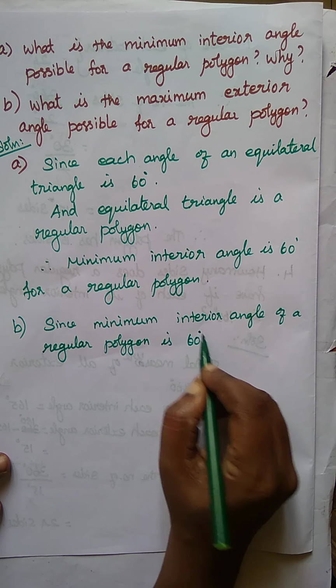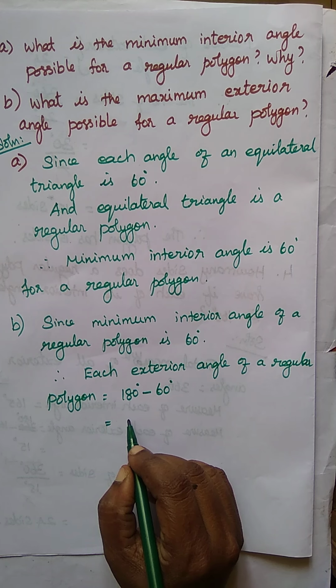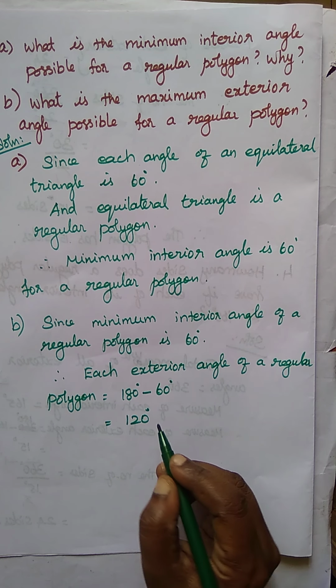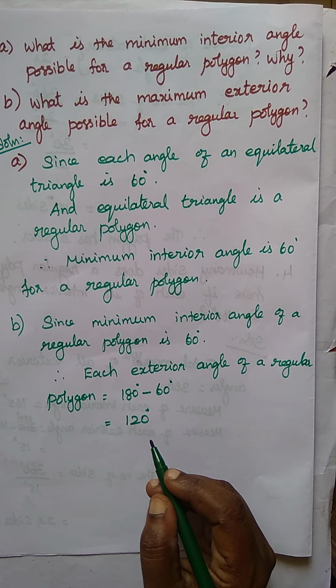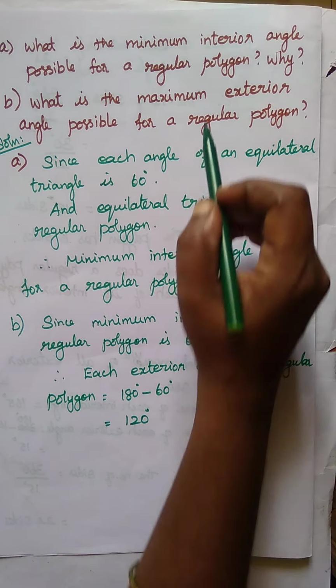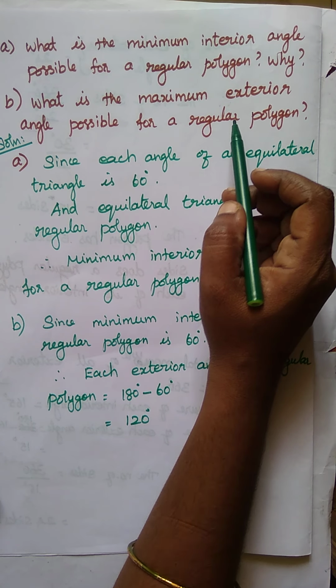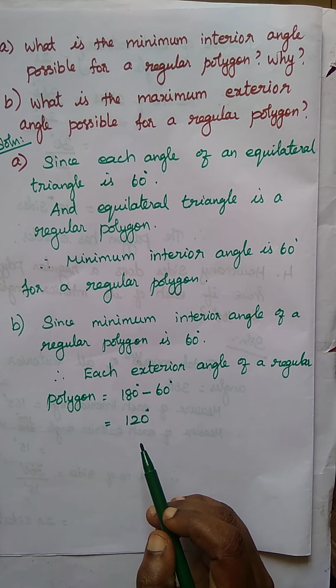Okay. Therefore, each exterior angle of a regular polygon. So what we have to do? We are going to subtract 60 degree from 180 degree. Okay, to find the exterior angle we subtract the interior angle from 180. So 180 degree minus 60 degree is 120 degree. This is the maximum exterior angle. This is the question they are asking. What is the maximum exterior angle?